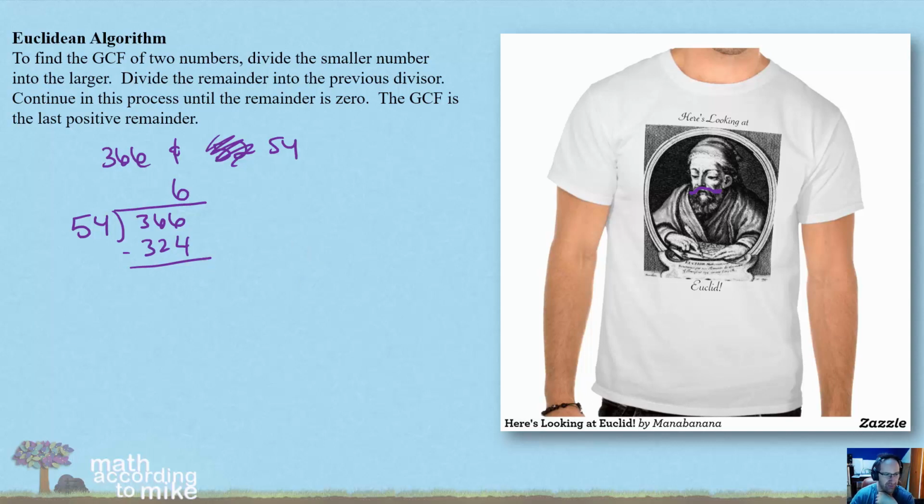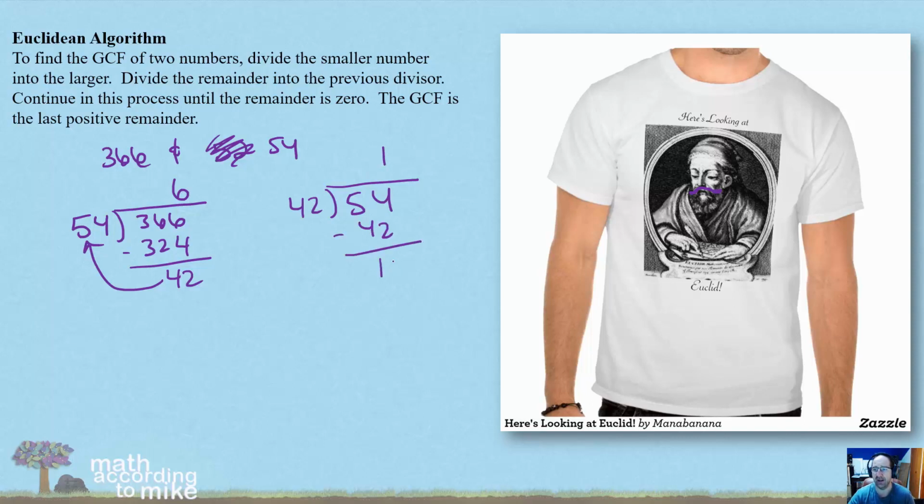So 6 times 54 is 324. Great. So now if we subtract, we get 42. Okay. Since that is not 0, we keep going. 42 goes into the previous divisor, 54. So you take your remainder and put it into the divisor now. This would happen once.